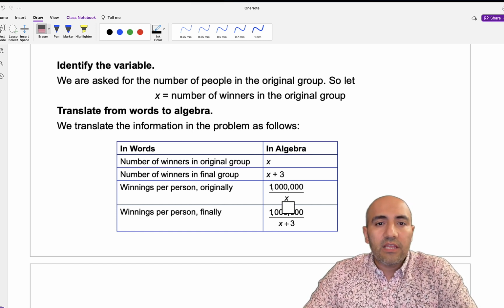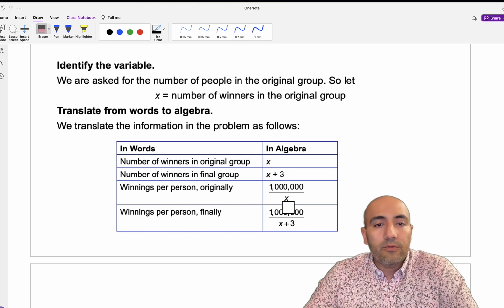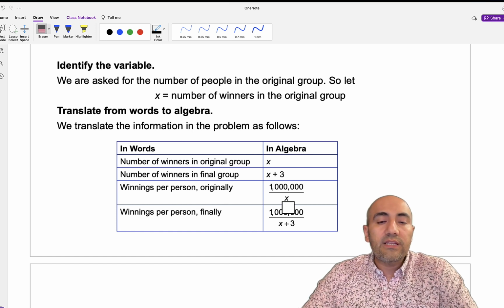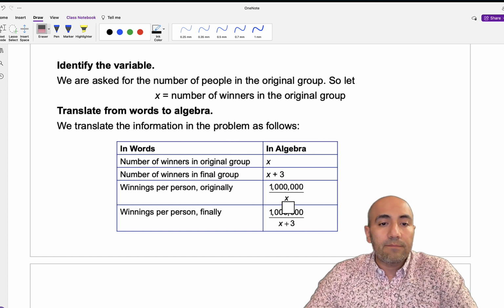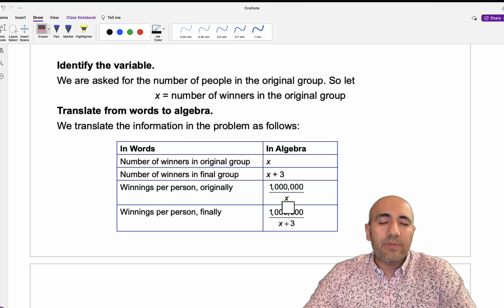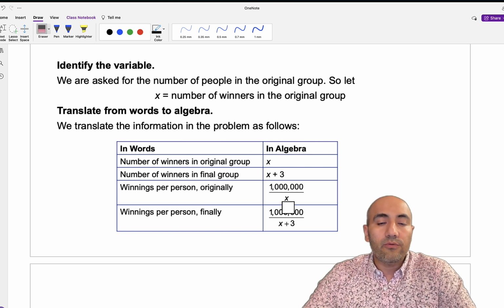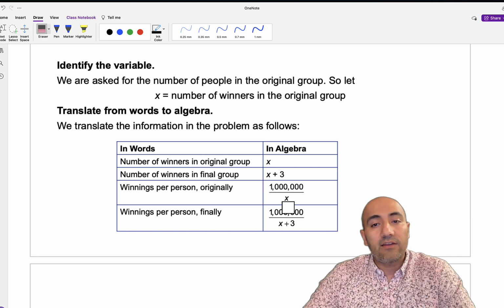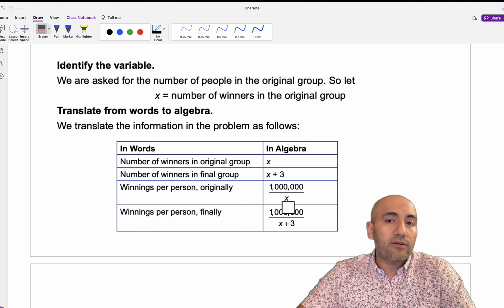And so if it was 10, the $1 million would be divided amongst all 10. That would be 100,000 each. But that's just the number I made up. It could be anything. Maybe the original group was 3 people, 2 people. We don't know. So let x be the number of people in the original group. Since 3 additional people showed up, the number of winners in the final group is going to be x plus 3. Right? Don't assign extra letters. That's a common mistake. We assigned x to be the number of people in the first group, and it would be a mistake to just assign a new letter to the number of people in the final group, because we know the relationship between those two groups is simply to add 3. So don't add extra letters if you don't need to.